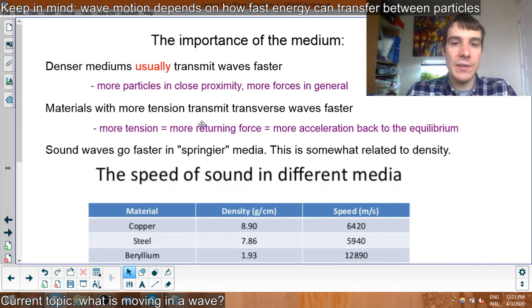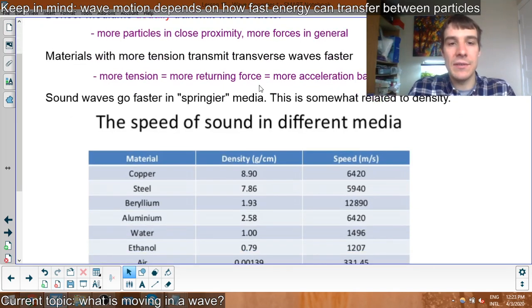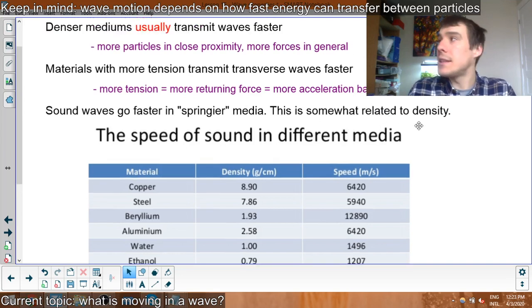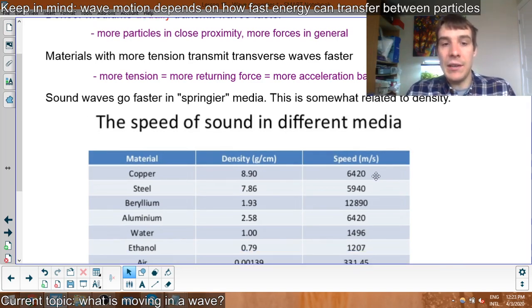So denser is usually faster, springier is usually faster. So springier is really kind of the operative word here. It's kind of related to the density of the material, like how many particles are next to each other, but not necessarily. So, for example here, steel has a speed of sound, or a wave speed, of about 6,000 meters a second. Aluminum has a wave speed of 6,420, which is faster than steel, but aluminum is a lot less dense than steel.